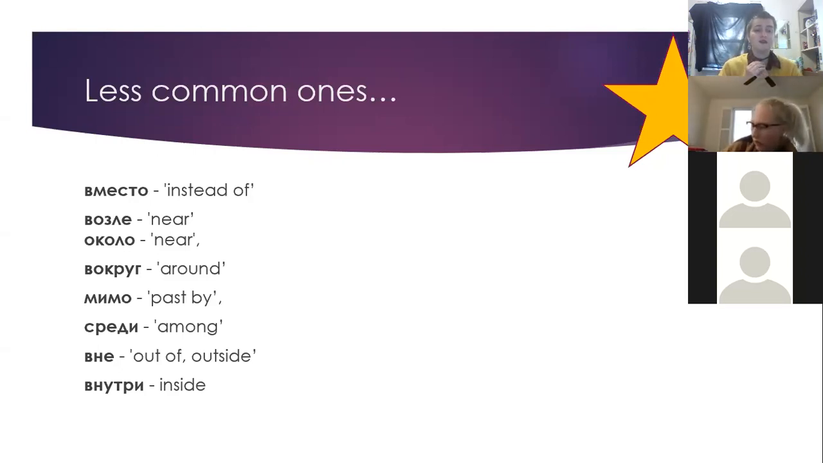Вместо, instead of, возле and около both mean near, and у means near. So I guess all of these are close by. Almost all of them are genitive. Вокруг, around. Мимо, past something. Да, я еду мимо школы. I'm driving past the school. Среди, among us. Вне, outside. And внутри, inside.